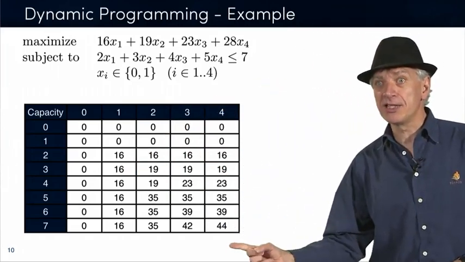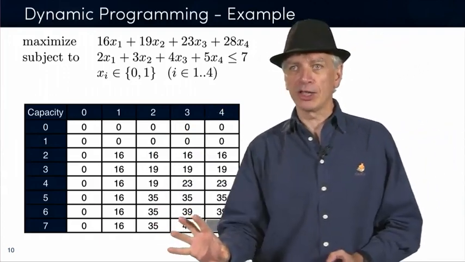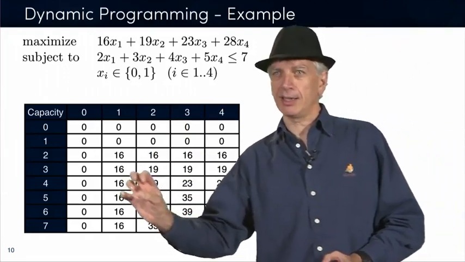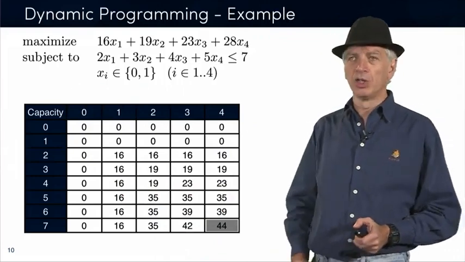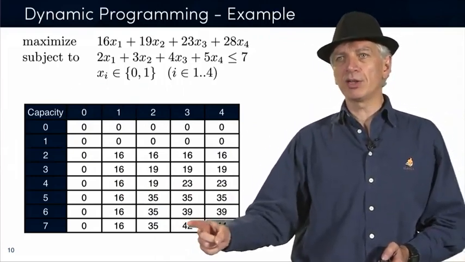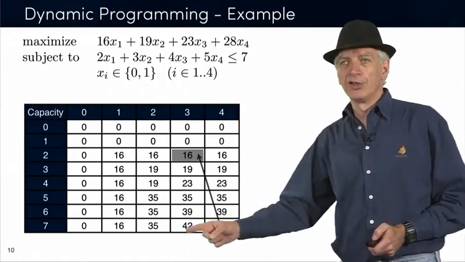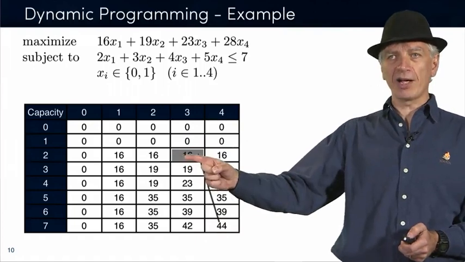And then you see this bottom right corner. That's the optimal value of the knapsack. And that's what I can use to trace back the value of the optimal solution. Look at this one. It has value 44. Is it equal to 42? No. So you know that you selected item 4. So you decrease the capacity by the weight of that particular item.